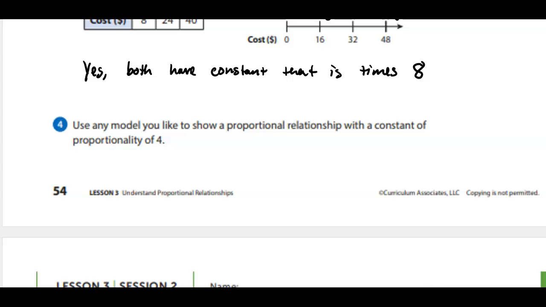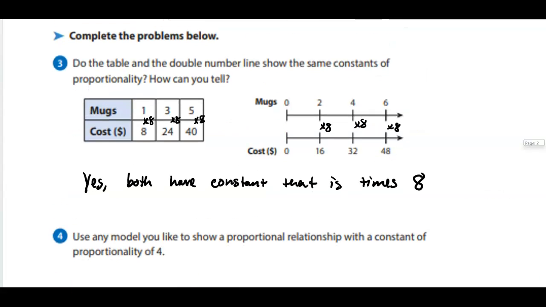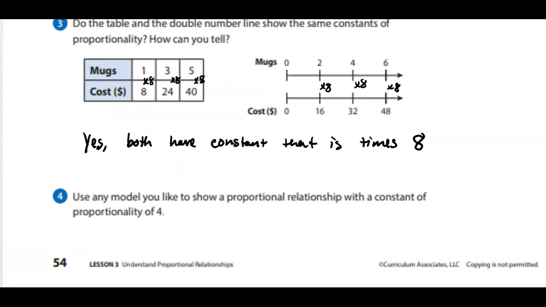And number 4. Use any model you'd like to show a proportional relationship with constant proportionality of 4. So we were using mugs and cost here, so we'll just call this the variable m, this the variable c. So the amount of mugs is equal to our constant of proportionality 4 times c. So if I have a cost of, and to be clear, the constant proportionality here, and this is 8, but they asked us to do it before.